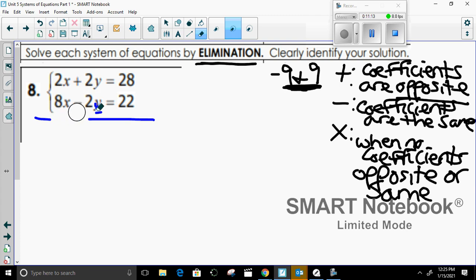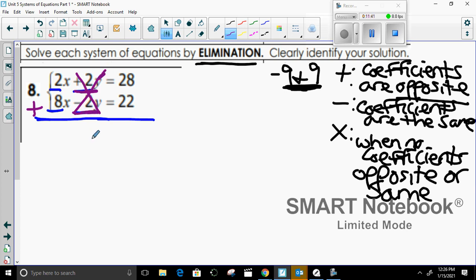Let's look at the coefficients on X. I got a +2 and a +8. They're the same sign, but not the same number, so I can't subtract. I have a +2 and a -2. Looks to me like those are opposite. And opposite tells me I need to add to eliminate what's opposite. The reason why they eliminate is because 2y plus -2y becomes 0.